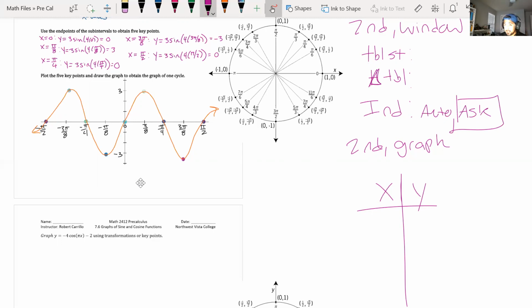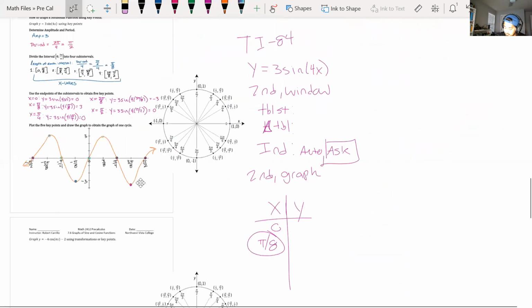And you can type them in just as I did, 0, pi over 8. It's going to change pi over 8 to a decimal number, though. But it's fine, because all we're worried about is the Y values. And you should get the same Y values that we're getting. You getting the same values? Yep. So far, yeah. All right, there you go. See, and that's how you use your calculator.